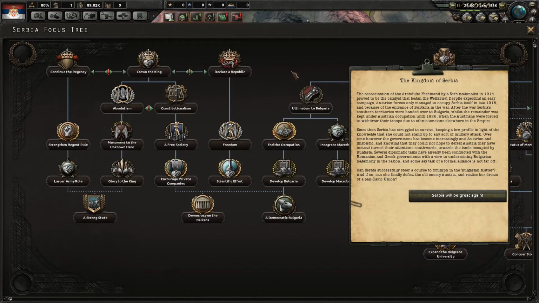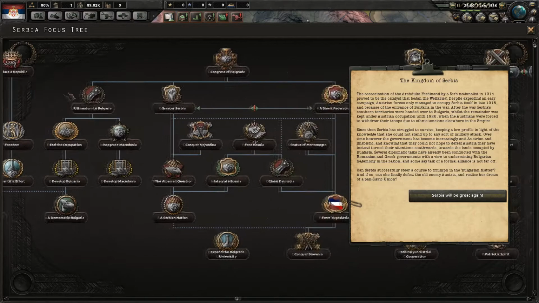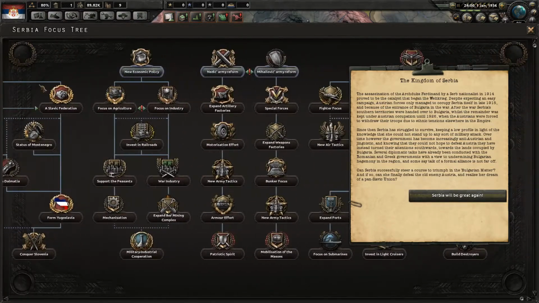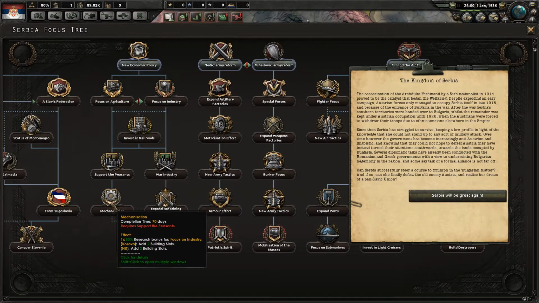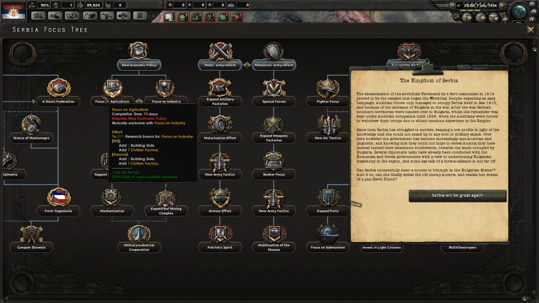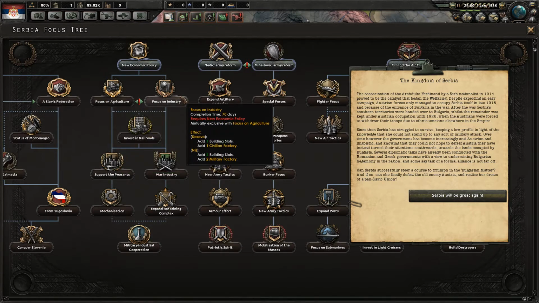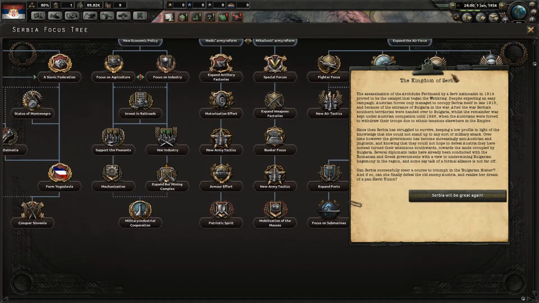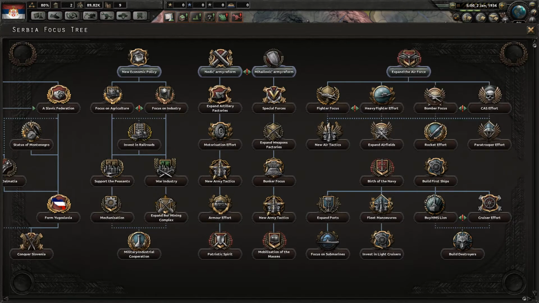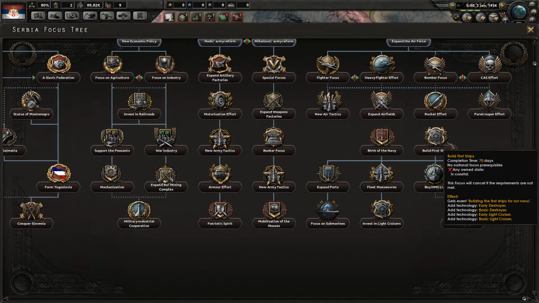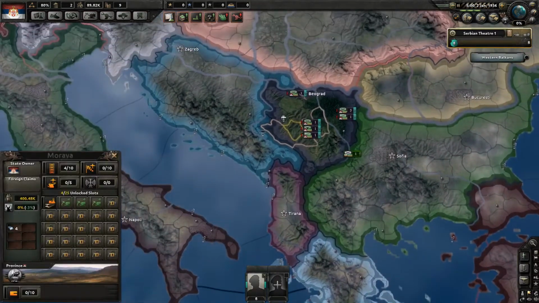Looking at the national focuses for Serbia, they are, in my opinion, extremely interesting. Let's start off with the economic ones, which are pretty much the most basic. You just get a few resources, and you have a choice between agriculture, which is more civilian factories and building slots, and industry, which is more focused on military industry. Then you have an air force tree, which is pretty much standard. And then a naval tree once you do gain a coastline, because as you can see at the start, you are landlocked.